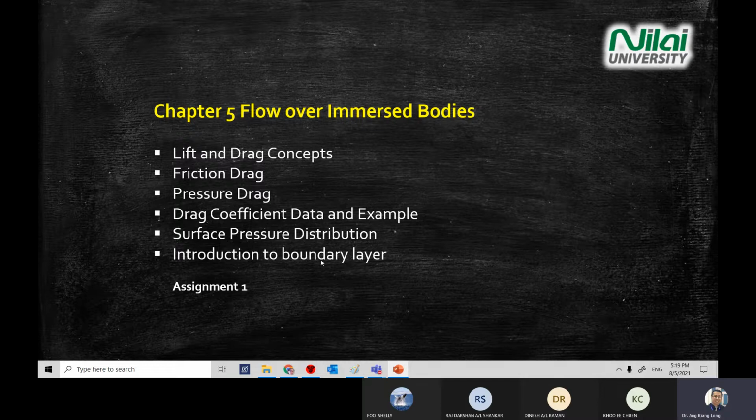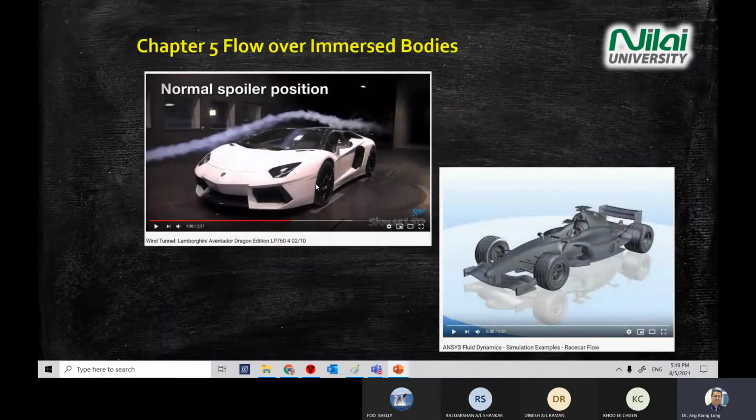I think introduction to boundary layer already covered in 3179. Okay, so important you understand what's lift and drag. Okay, these two videos are more on the wind tunnel testing to see how the flow inside the wind tunnel.